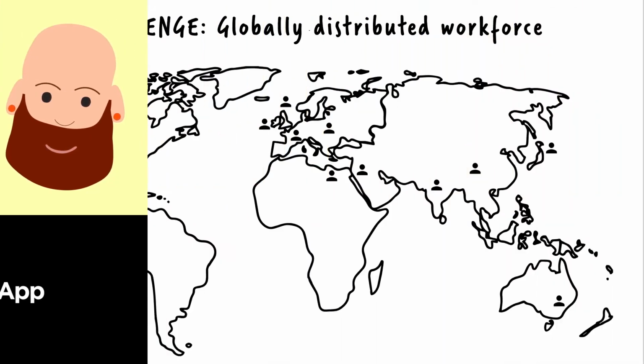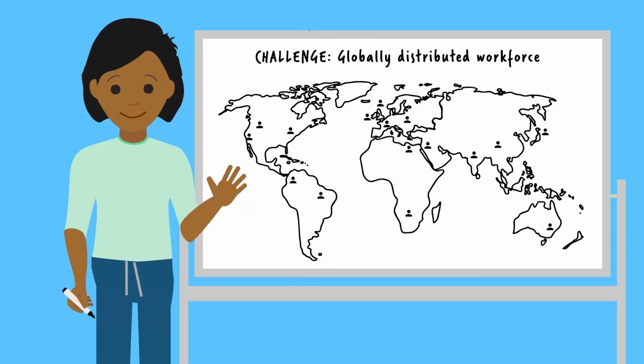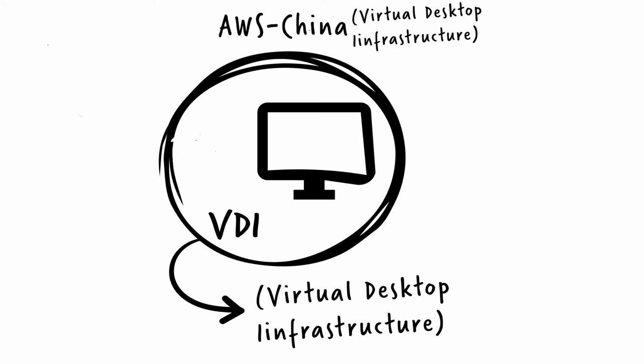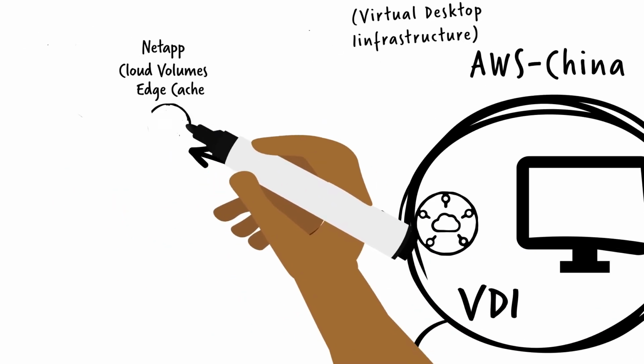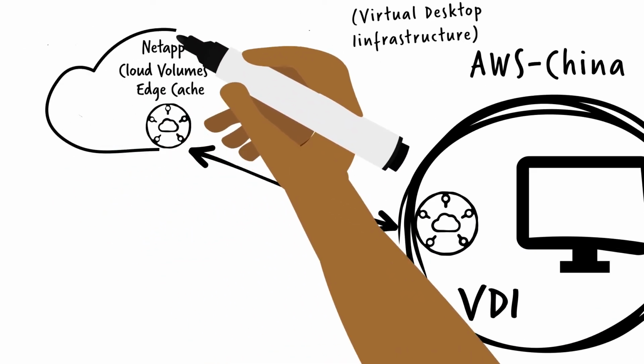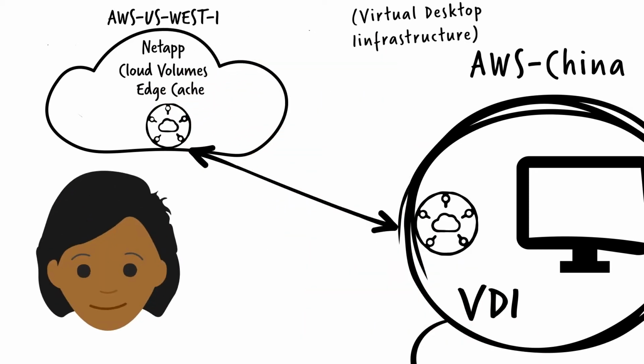The demand for virtual desktops is skyrocketing, and both Bob and DJ are expected to deliver simple VDI solutions for globally distributed workspaces. For DJ, this is no problem because her company uses NetApp Cloud Volumes Edge Cache. This means users around the world can use centralized storage as if it was local. This makes DJ, her boss, and their global workforce very happy.